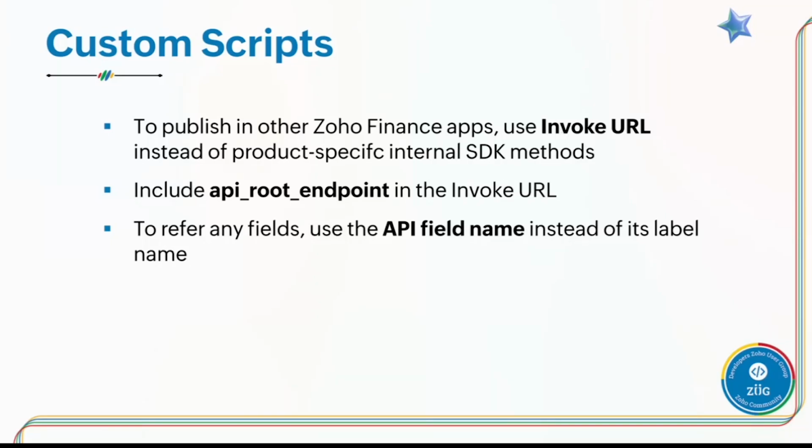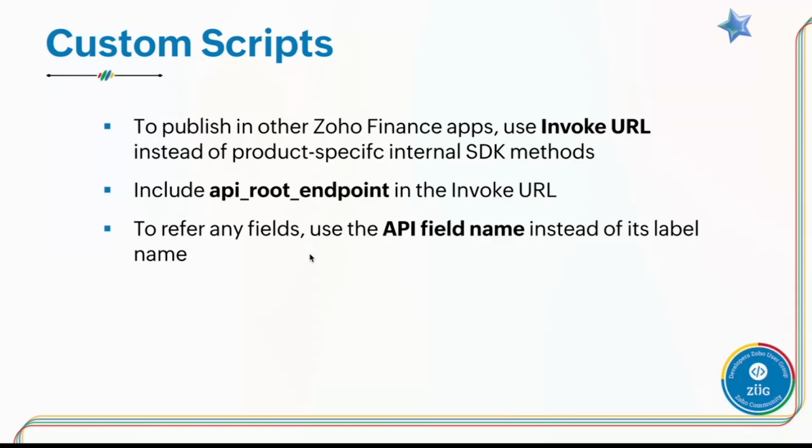Okay, so while creating the invoke URL, you should be providing the API root endpoint, which is going to be the base URL for every request method that you will be triggering or invoking from your extension. So the API root endpoint is going to be a mandatory parameter in every invoke URL that you will be handling in your extension.